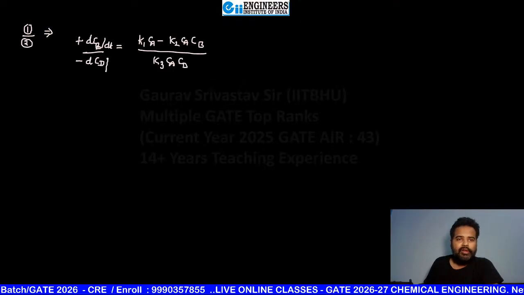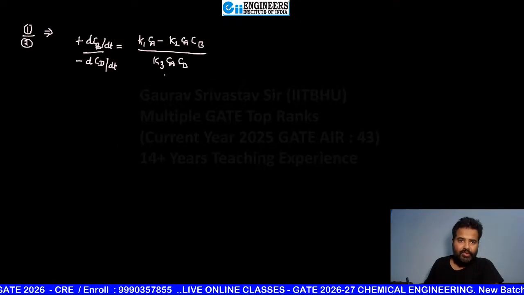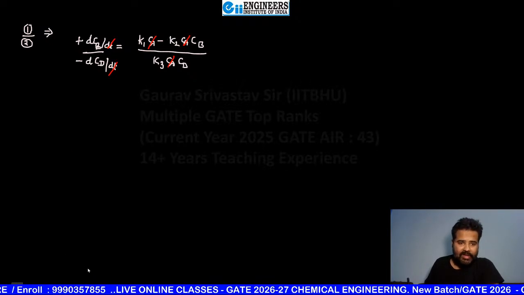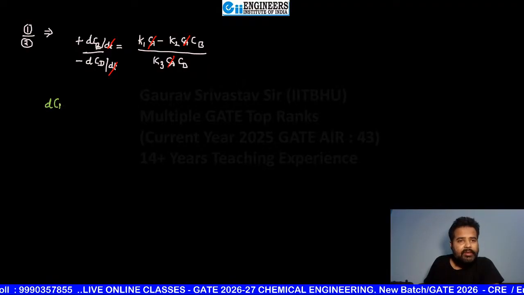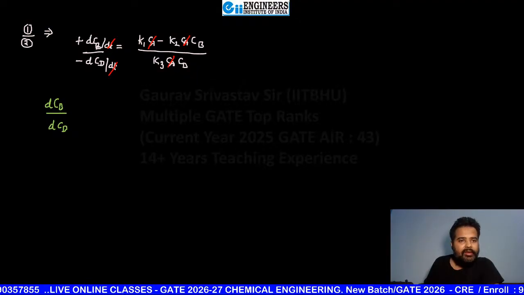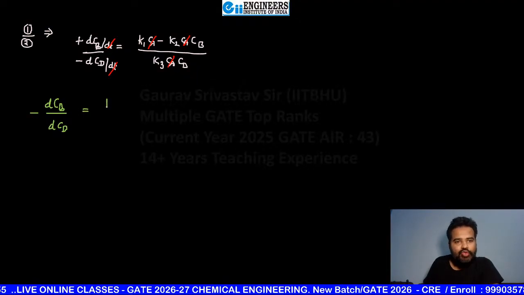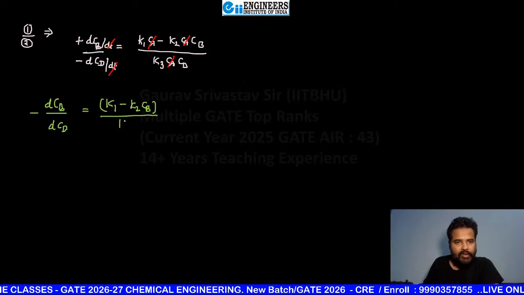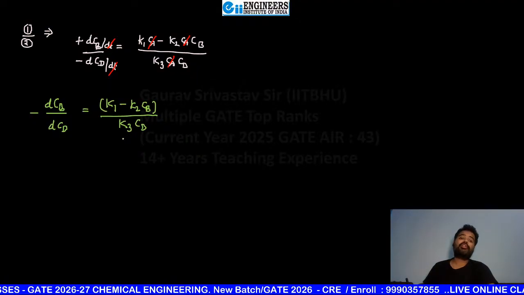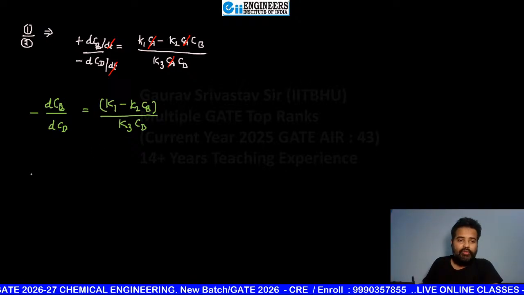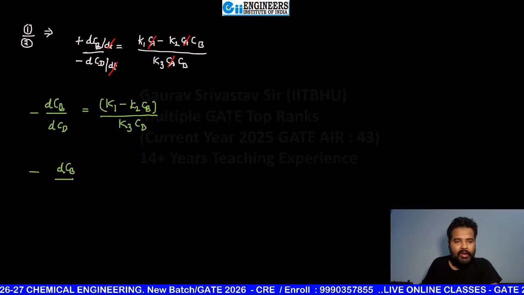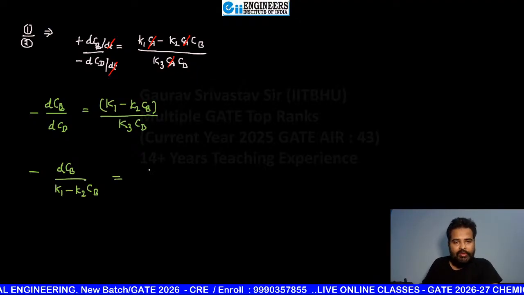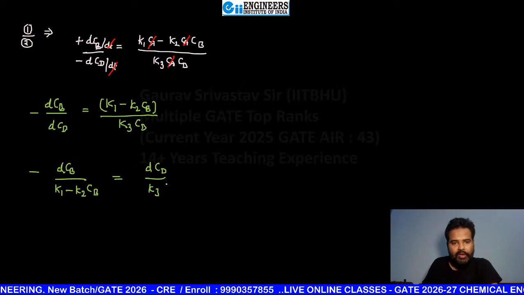The dt is also there. If you are asking, sir, where is dt, dt is also there. Don't worry. Just take Ca common from here and you can cut it from here. The dt is also cancelled here. So what will we get, my dear students? dCb upon dCd, so this B and D become like each other, minus, and that becomes equal to K1 minus K2Cb and the whole upon K3Cd. Now clearly it is a first order linear differential equation of variable separable type, just like dy by dx. So further solving, I can write it as dCb upon K1 minus K2Cb, and that becomes equal to minus dCd upon K3Cd.